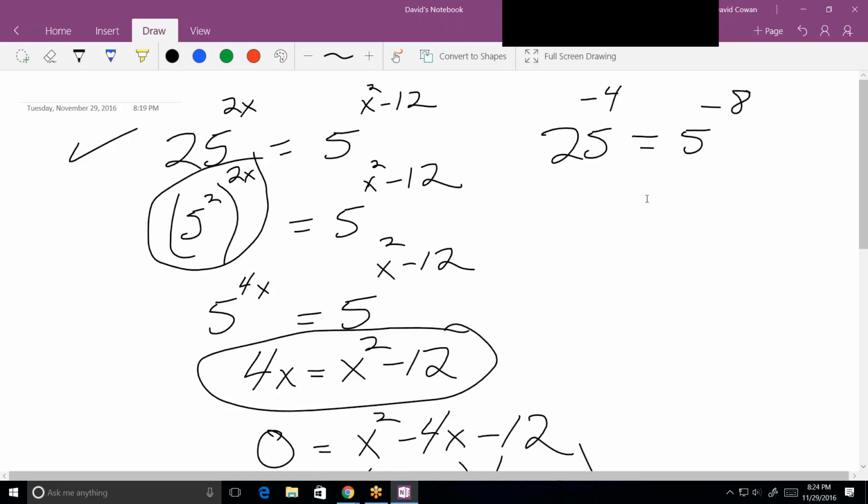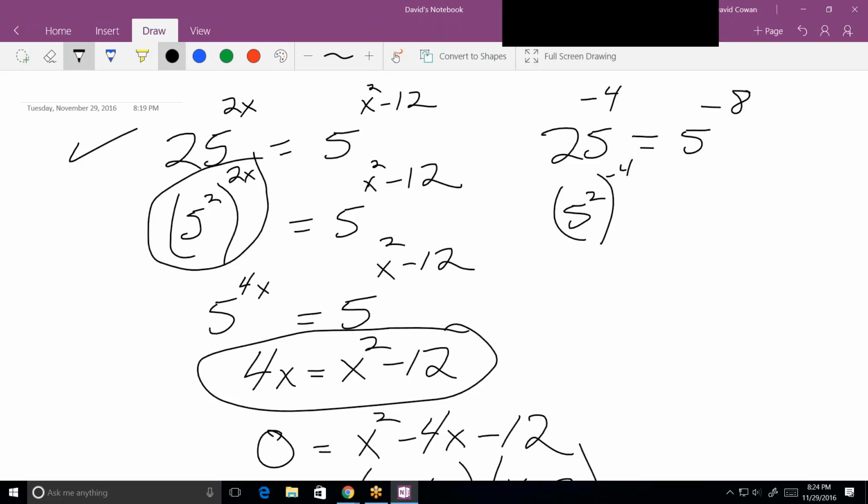But in this case, it appears to work, because 25 to the minus 4 could be written this way: 5 squared to the minus 4. And then I got 5 to the minus 8. It's definitely equal to 5 to the minus 8. So the minus 2 works, and the 6 works.